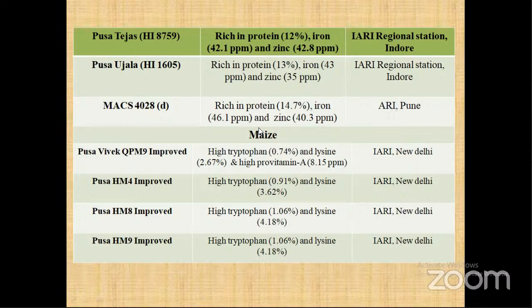Coming to maize varieties, we know maize generally is poor in tryptophan and lysine. Pusa Vivek QPM 9 Improved, Pusa HM4 Improved, Pusa HM8 Improved, Pusa HM9 Improved. All these varieties are developed by IARI in New Delhi. All these varieties are rich in tryptophan and lysine.